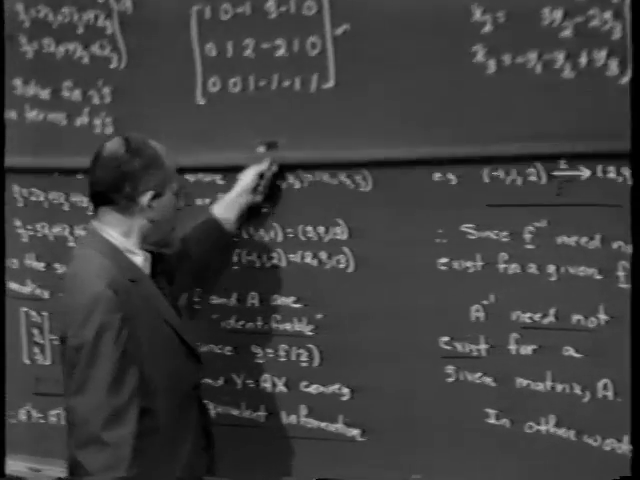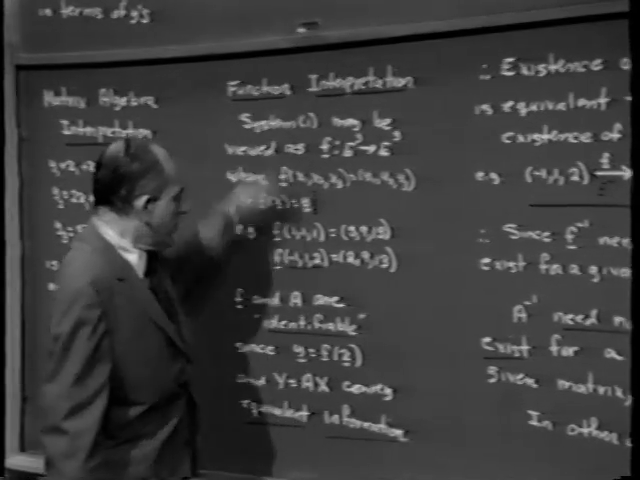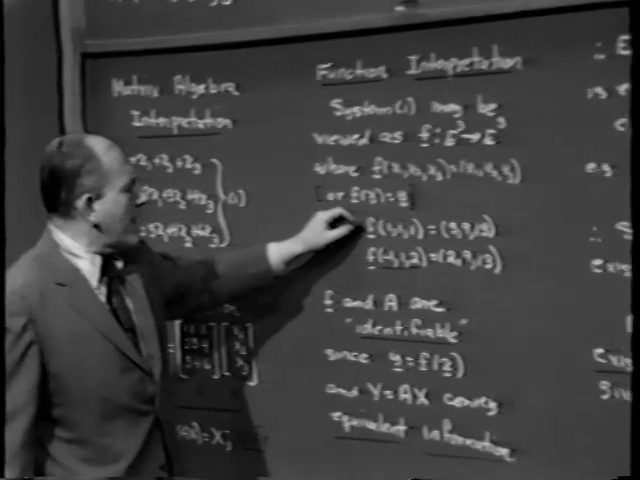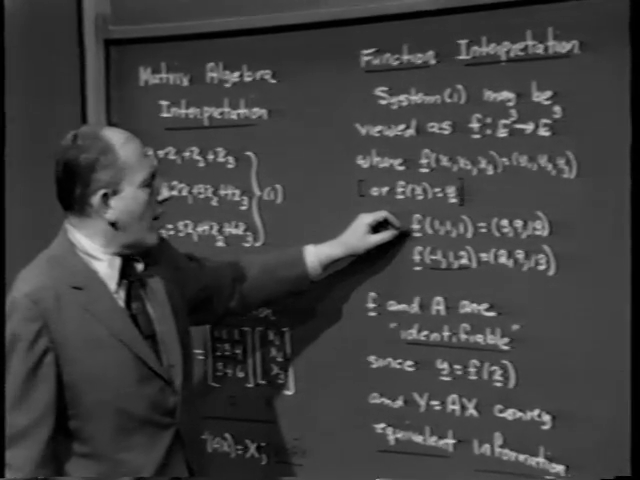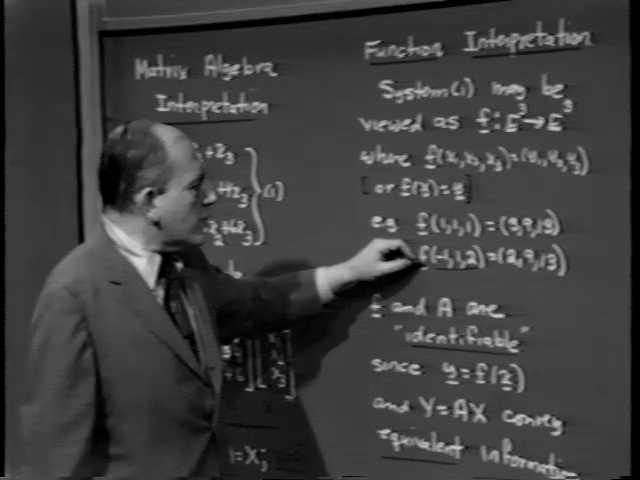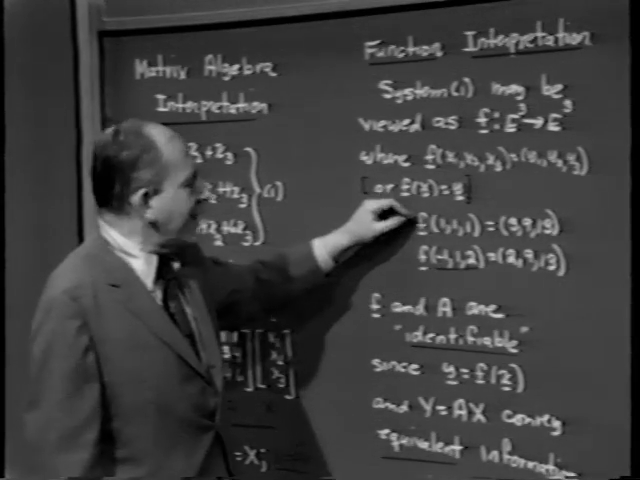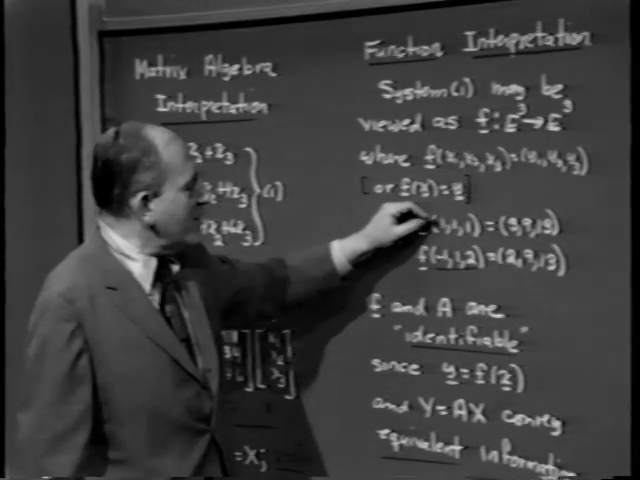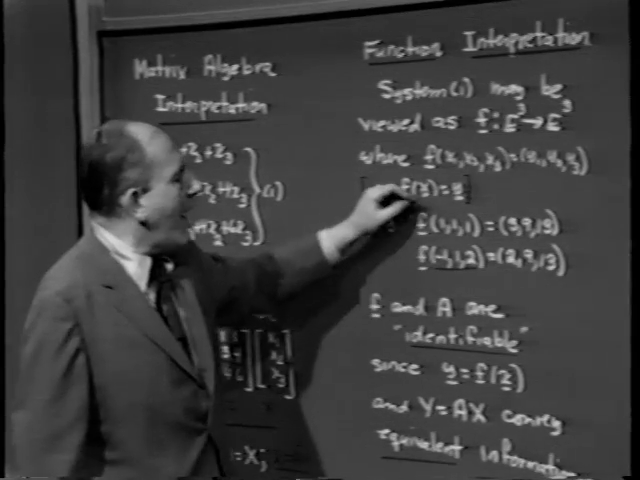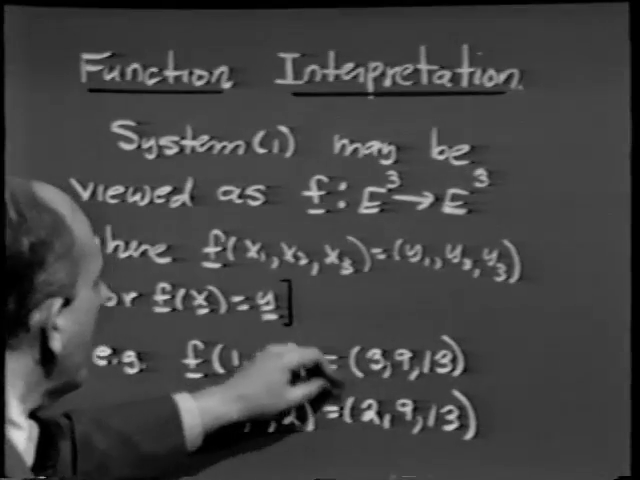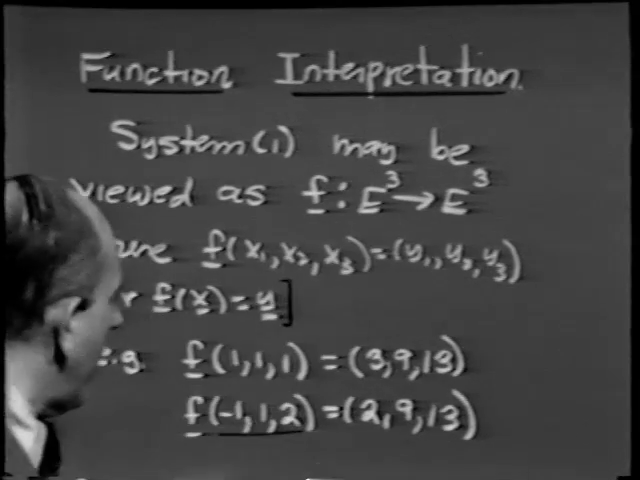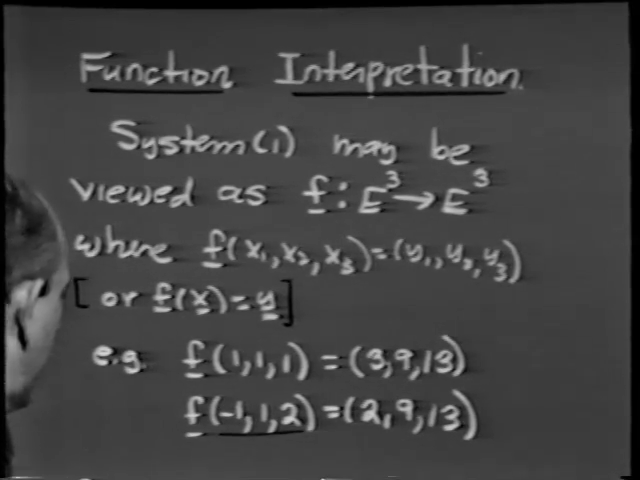But returning now to our immediate problem, notice all I'm saying is that when I'm given a system of n linear equations in n unknowns, in this case we had 3 linear equations and 3 unknowns, I can view that in a very natural way as a mapping from 3-dimensional space into 3-dimensional space.